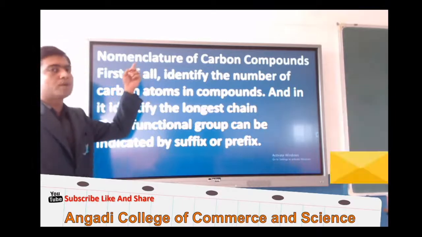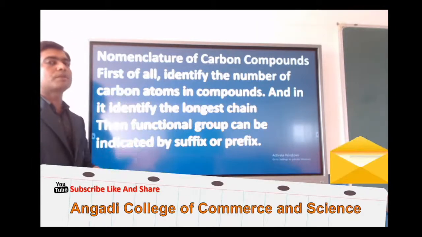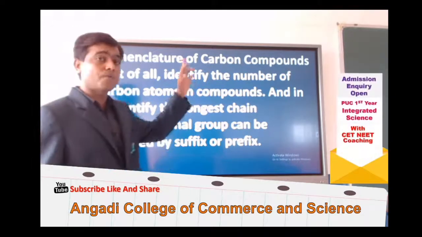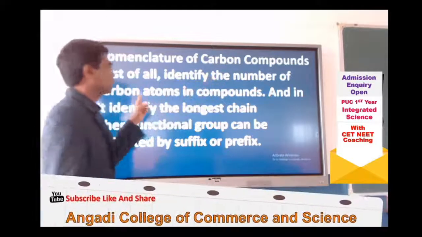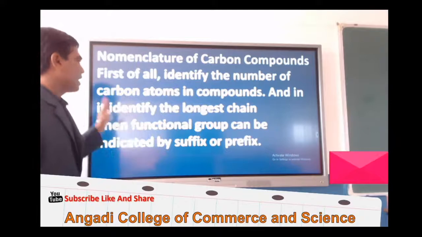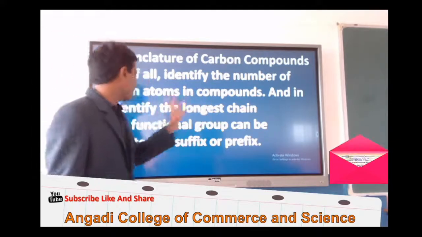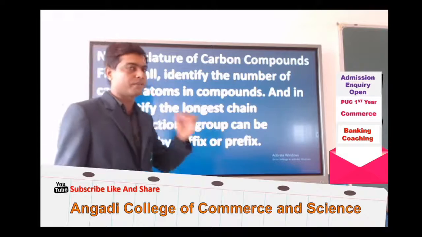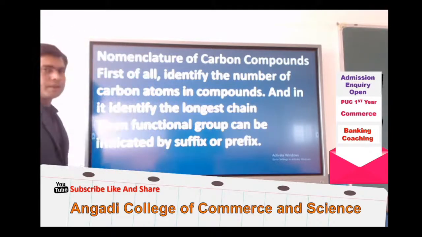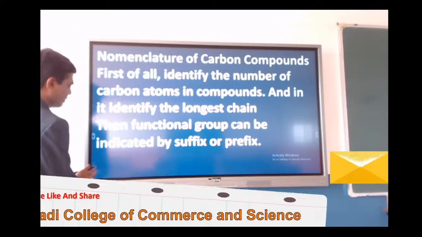What do you mean by nomenclature? Nomenclature means naming of compounds, of carbon compounds. First of all, identify the number of carbon atoms in a compound, and in it identify the longest chain. Then the functional group can be indicated by suffix or prefix. What he told in this paragraph, I will tell you.